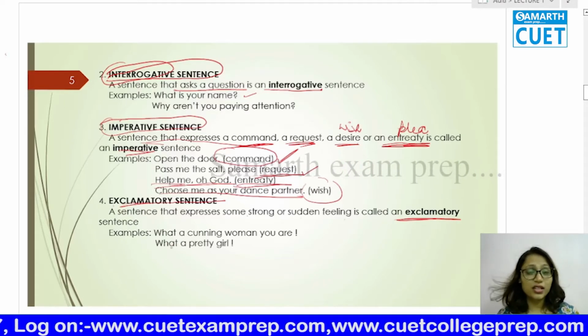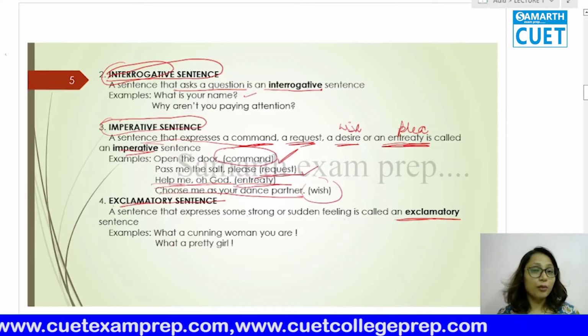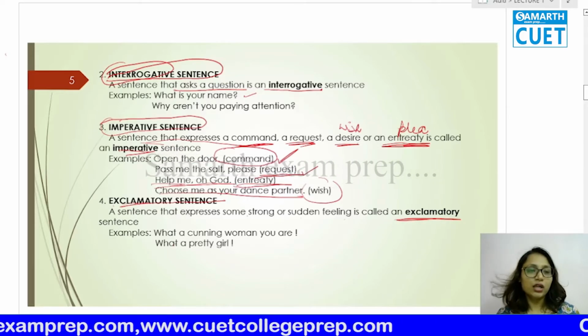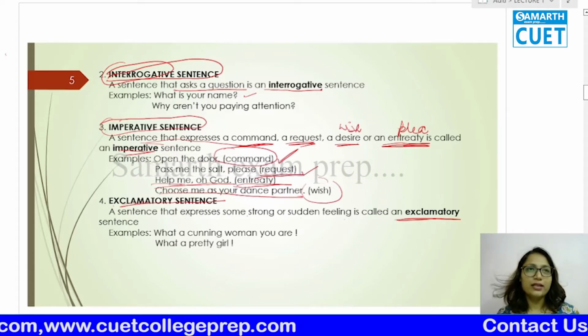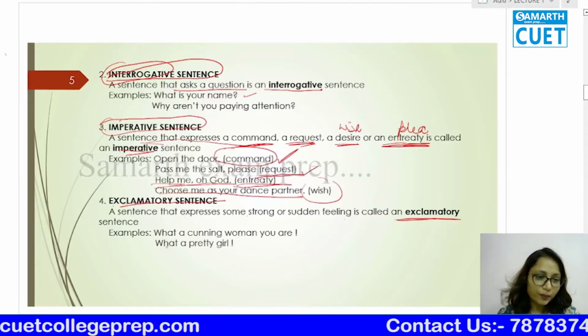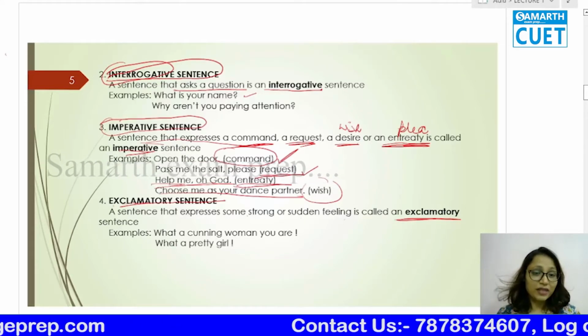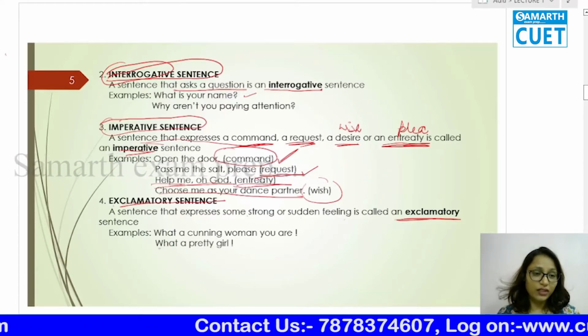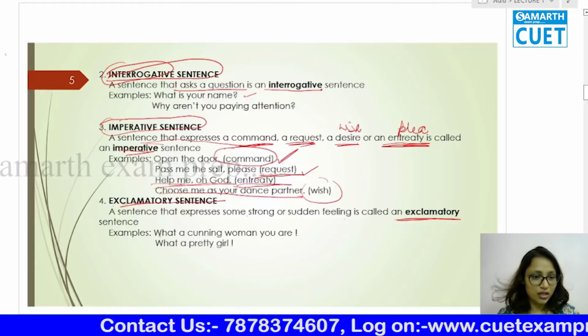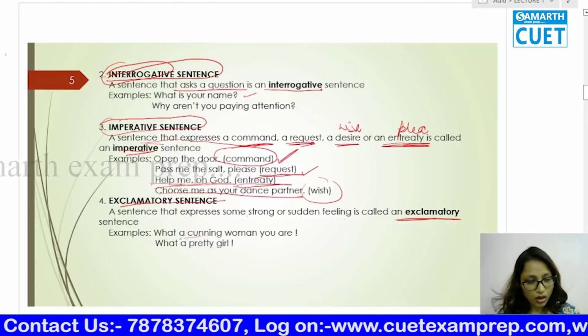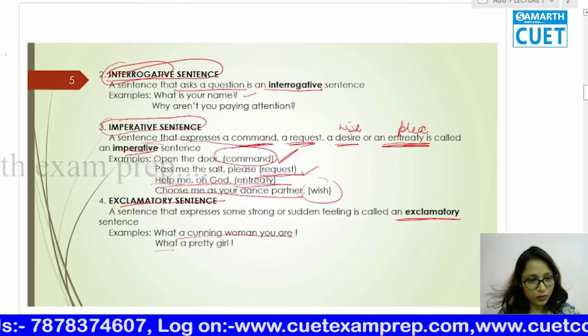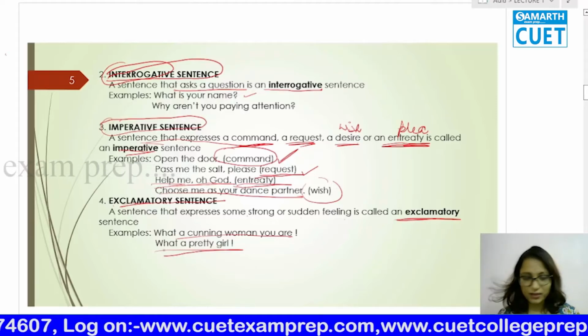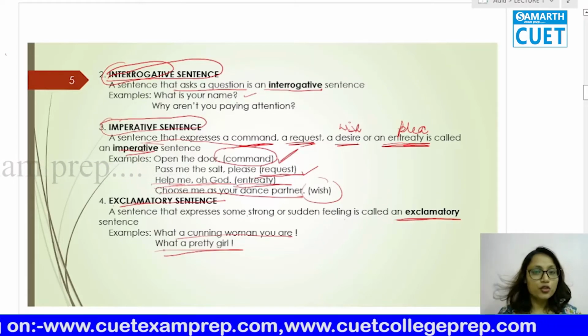Sometimes exclamation can be bad also, so you approach a very bad person like, what a cunning woman she is. So there you are exclaiming. That means that is a strong and a sudden feeling. So that is an exclamatory sentence. What a cunning woman you are. What a pretty girl. Okay, so 4 sentences.